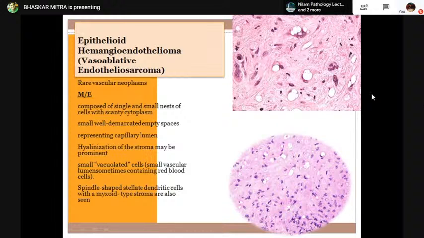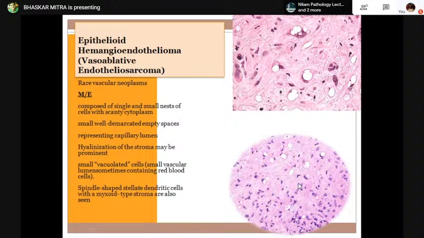This is a relatively rare vascular neoplasm, but characteristically it shows small nests of cells with scanty cytoplasm, and there may be small lumens here representing capillary lumens. There may be hyalinization of the stroma area. The small cells may have a vacuolated appearance, cytoplasmic vacuoles, some containing RBCs, suggesting its vascular origin.